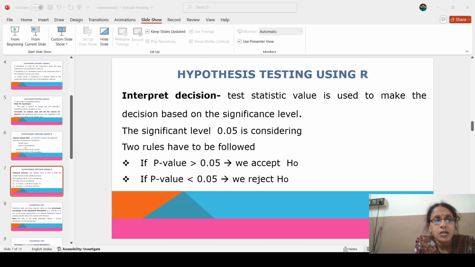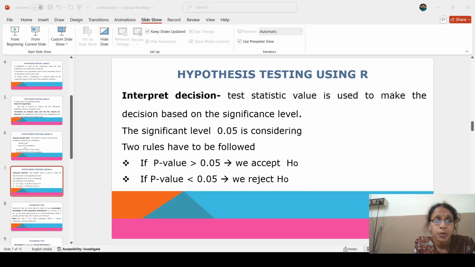A hypothesis is made by the researchers about the data collected for any experiment or data set. A hypothesis is an assumption made by the researchers that is not guaranteed to be true every time. Sometimes the assumption made by the researcher is false. In simple words, a hypothesis is a decision taken by the researchers based on the data of the population collected. There are four steps in hypothesis testing.